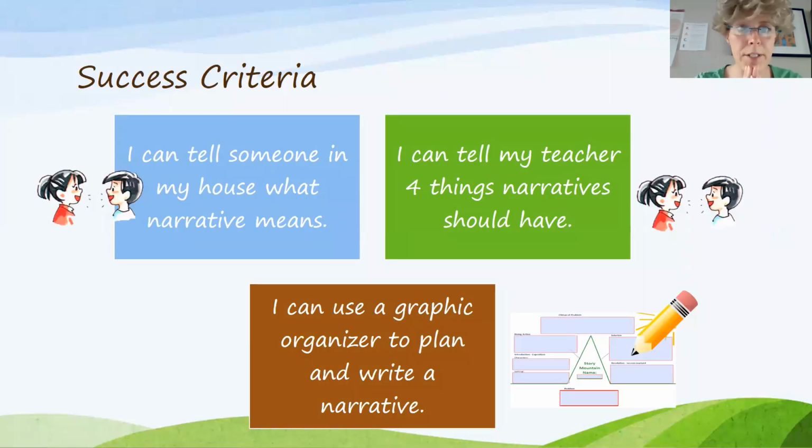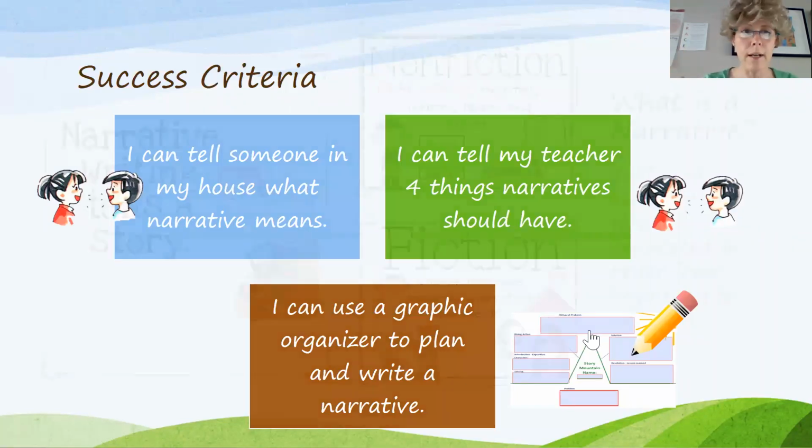So our success criteria today is that I can tell someone in my house what a narrative means, maybe give a synonym or something. And then I can tell my teacher 4 things a narrative should have. It should have lots of things, but see if you can remember 4. And then I can use a graphic organizer to plan and write a narrative.